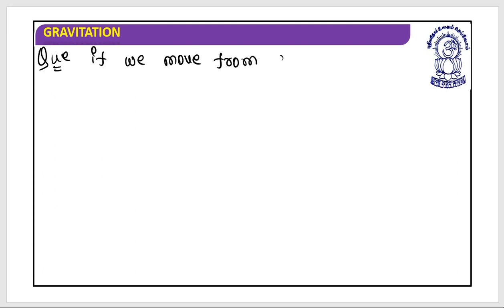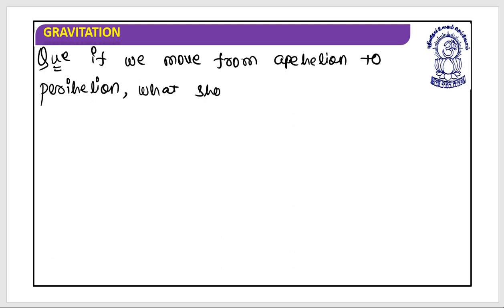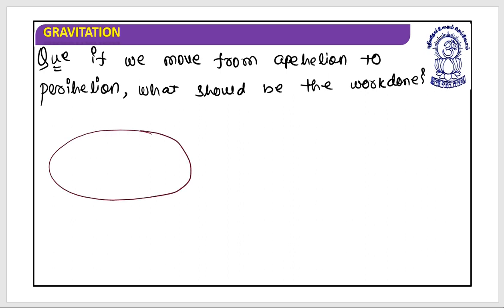Let's understand one of the logical questions: if we move from aphelion to perihelion, what should be the work done? They mean to ask whether it is positive or negative.